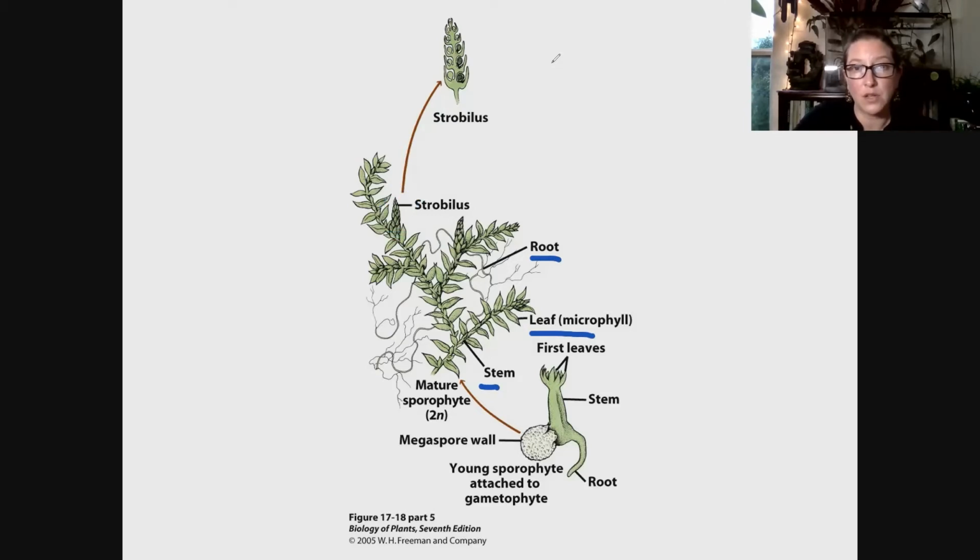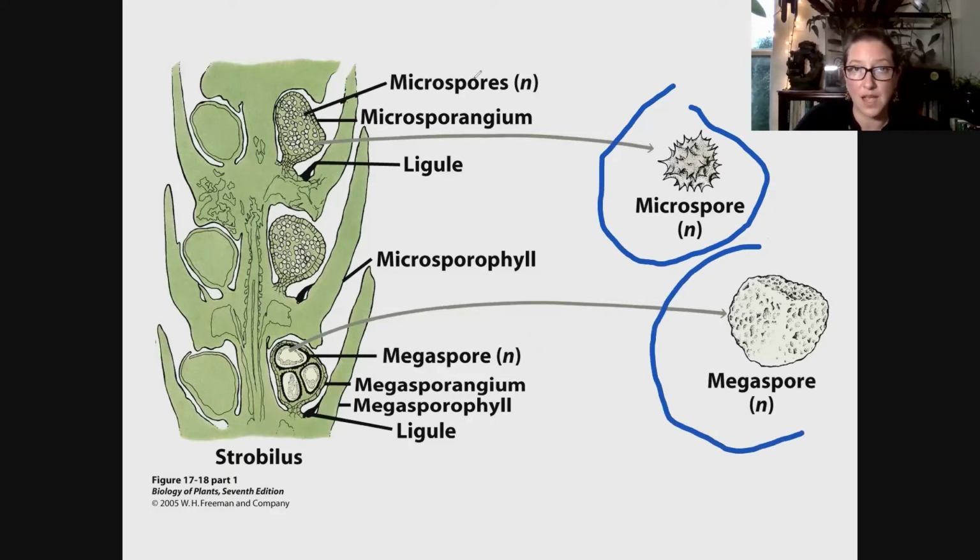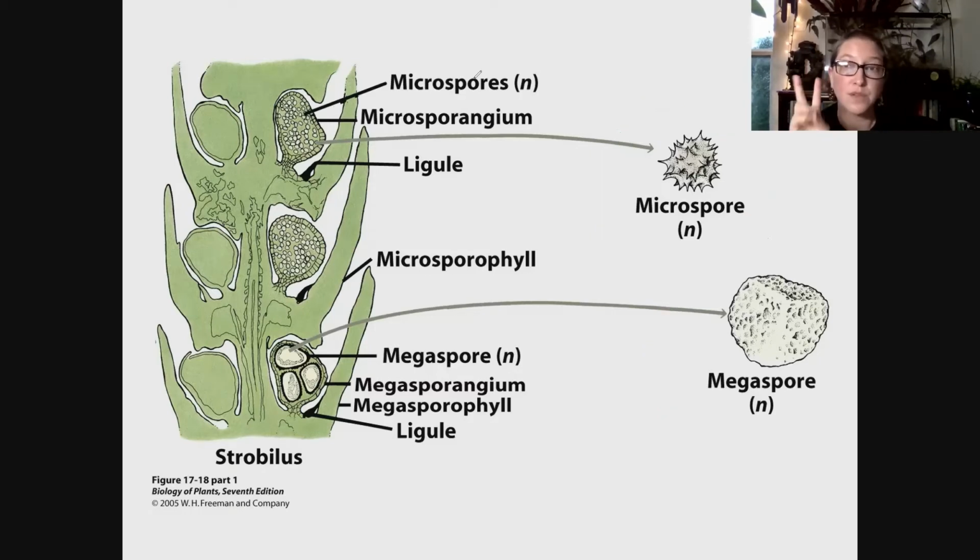So now we're going to look at a close-up. You see strobilus on top. So here's a strobilus close-up, and this is Selaginella. So remember, we have two types of spores that are made by Selaginella. We have microspore that has the male gametophyte inside and megaspore that has female gametophyte inside. Since we have two different types of spores, we have two different types of sporangia that make each of them. And remember, micro refers to male and mega refers to female.